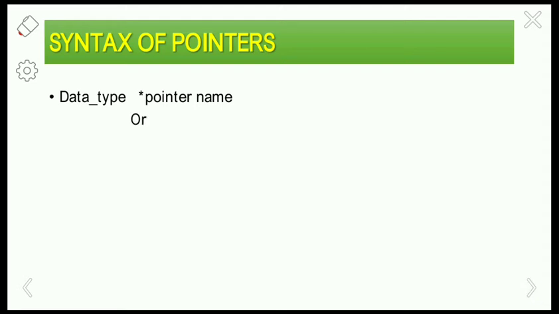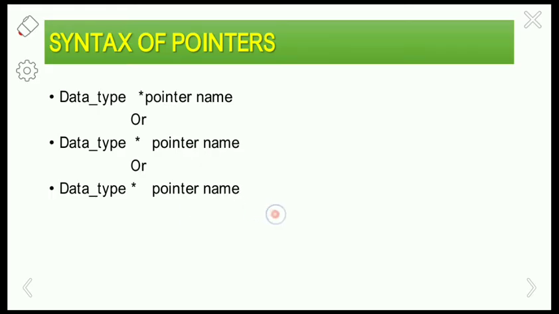So that is the data type asterisk pointer name, or data type space asterisk space pointer name, or data type asterisk space pointer name. So we can use any of this syntax for pointers. Normally the first one is the most used format, that is data type star pointer name. Data type is the pointer type, whether it may be int, character or float, and pointer name is a pointer variable name.